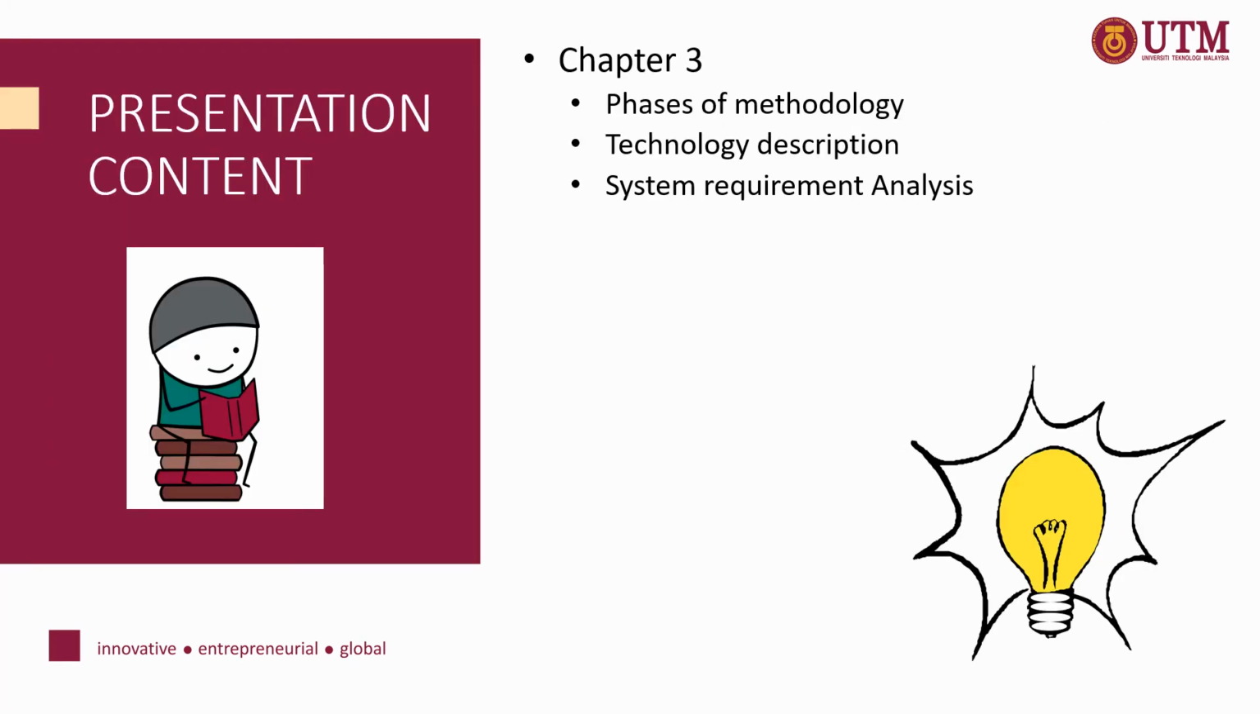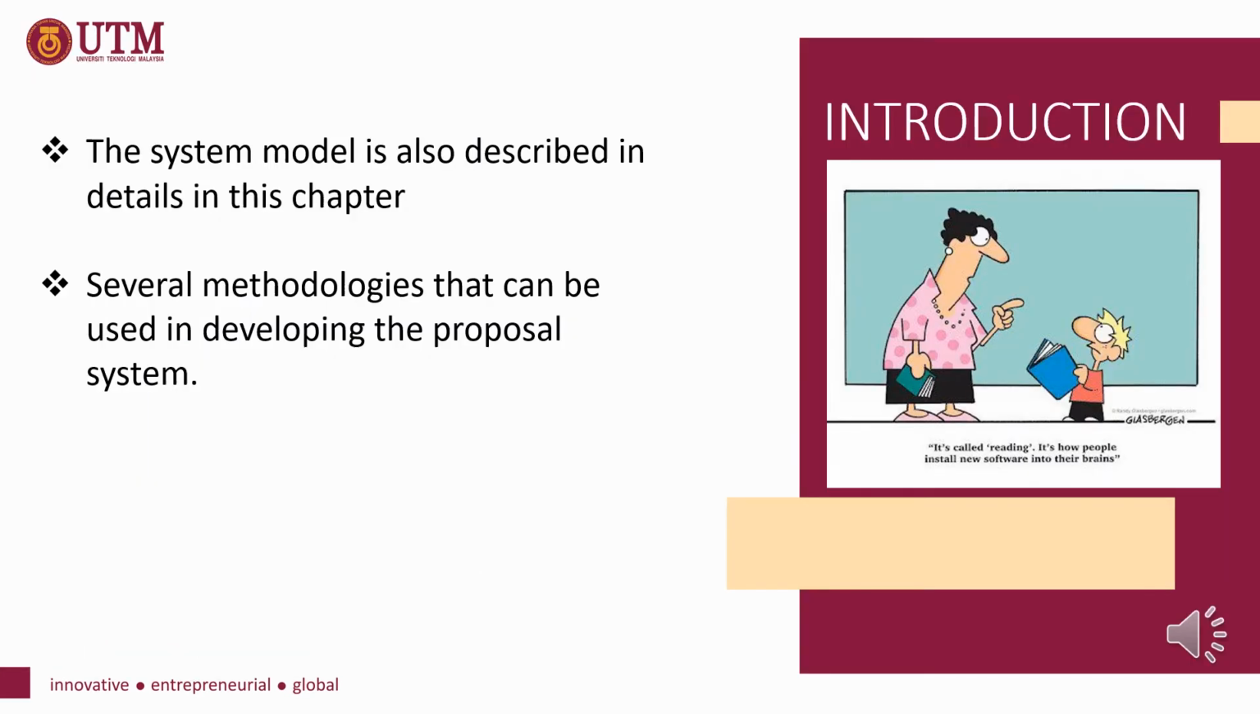Chapter 3 will explain the methodology, technology description, and system requirement analysis. This chapter will describe in more detail the requirement specification for the use of the system. Functional and non-functional requirements of the system are used in the system. This is to ensure that system development can be implemented orderly and smoothly. The system model is also described in detail in this chapter. In addition, there are several methodologies that can be used in developing the proposed system.